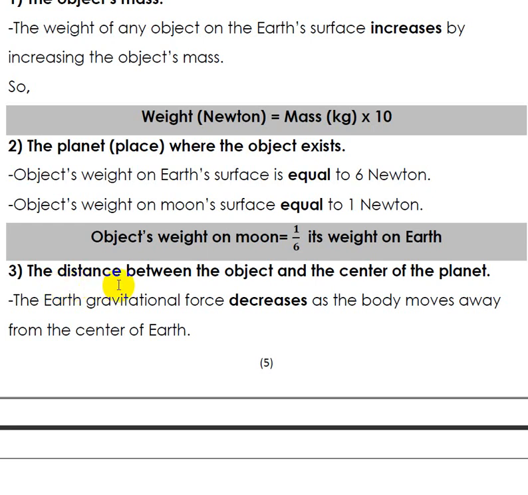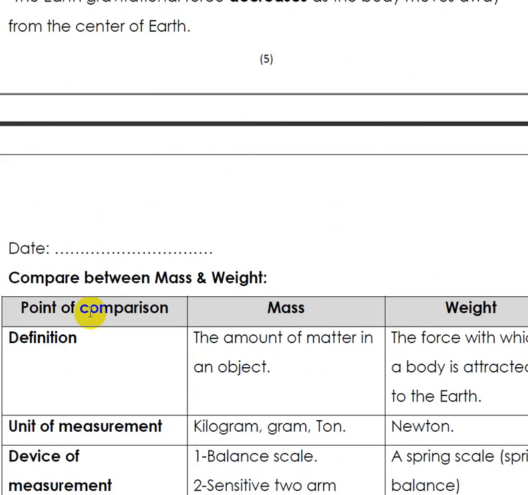The other thing that affects the weight is the distance between the object and the center of the planet. I mean, the Earth's gravitational force decreases as the body moves away from the center of the Earth. When you go more up and up and up, the gravitational force of Earth on you becomes lower.